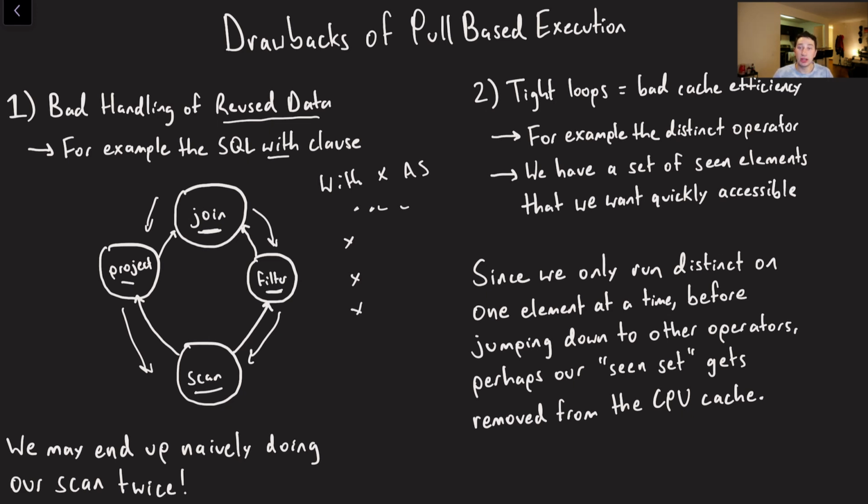But the point is, just generally speaking, in a pull-based execution result or query plan, we are not able to really have a good conception of what the eventual data flow is in a way that we can be smart about materializing it. So again, this may end up with us naively scanning the table twice, which is going to be inefficient.